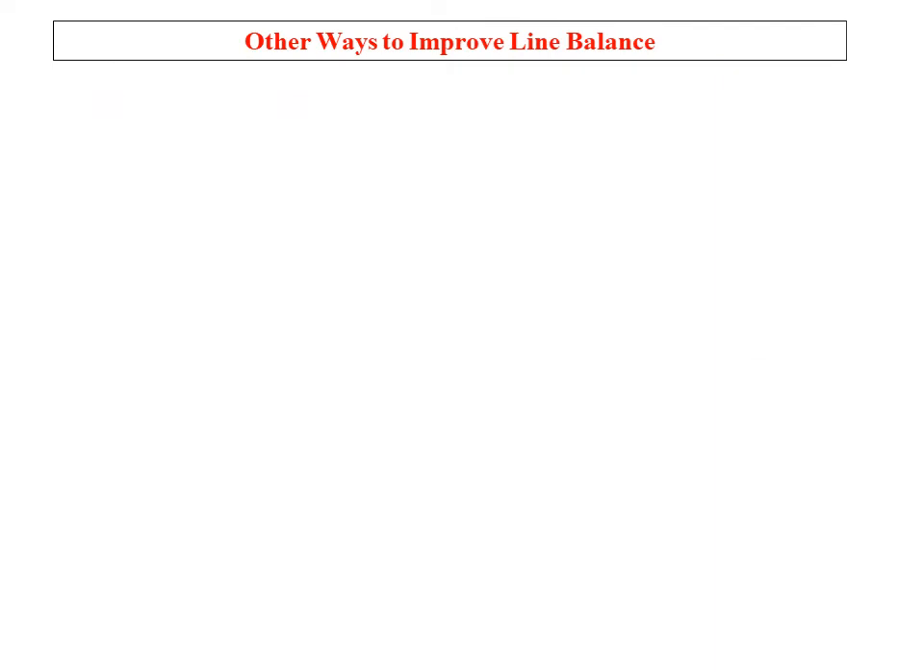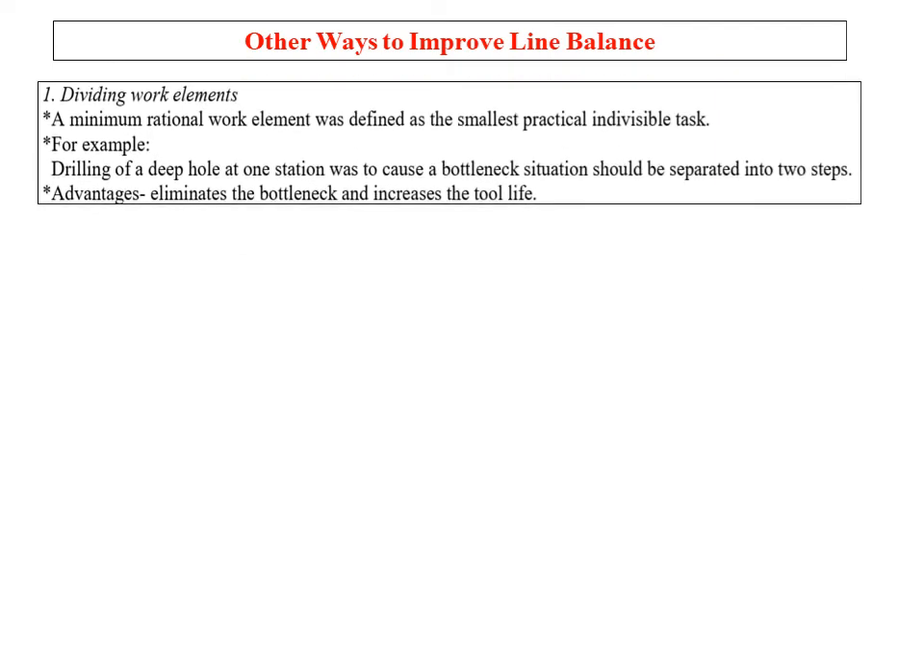Now we have other ways to improve the line balance. The first thing is to divide the work elements, that is, division of the work element. Let us say, for example, drilling a deep hole at one station causes a bottleneck situation, so it should be separated into two steps. In that way we can eliminate the bottleneck and increase the tool life.